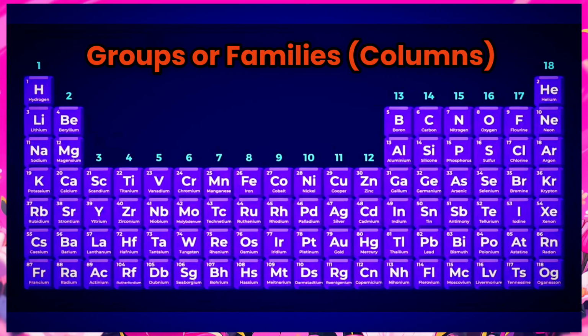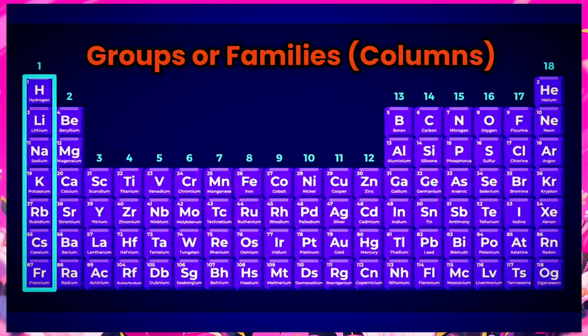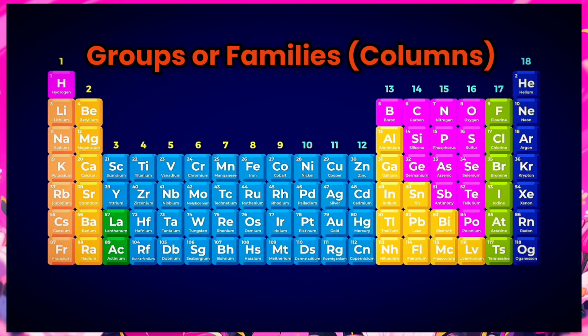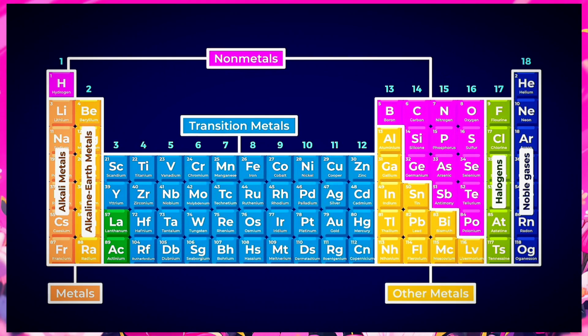Next, we have groups or families, or the columns. The vertical columns are called groups or families. These go up and down on the periodic table. Elements in the same column are grouped together because they share certain traits. There are 18 groups. The table has 18 vertical columns, each numbered from group 1 to group 18.